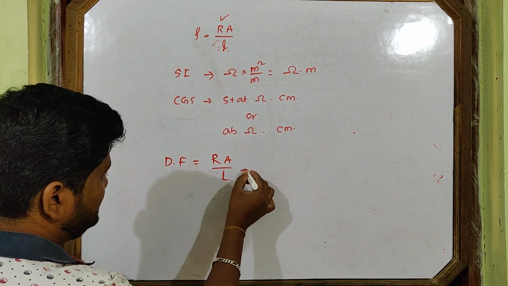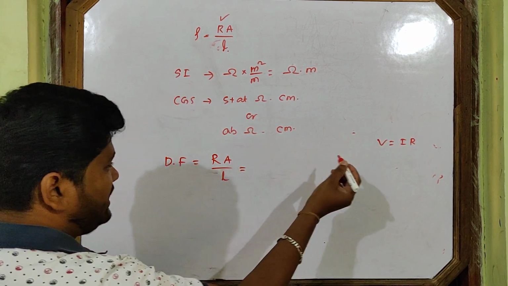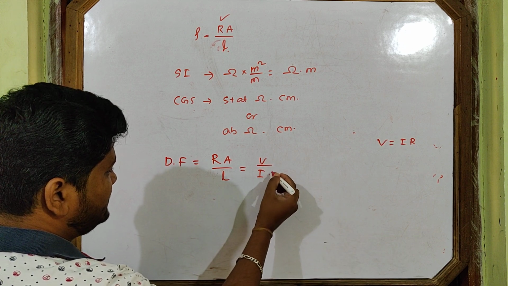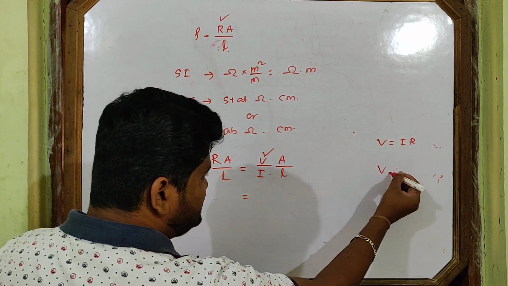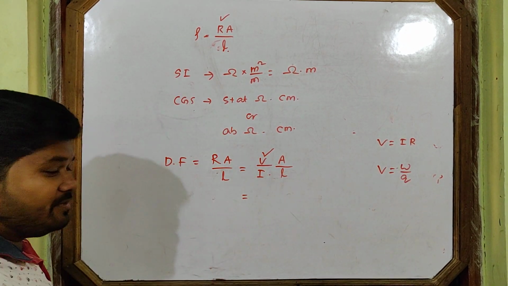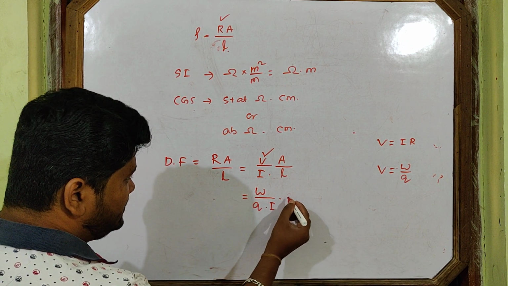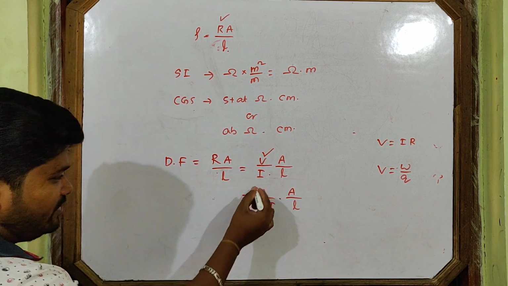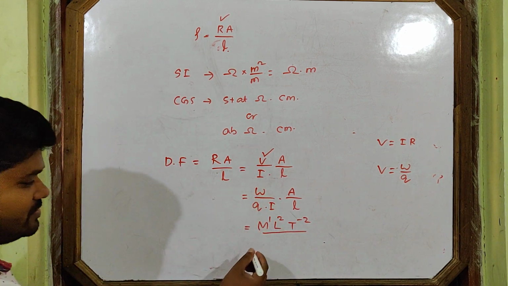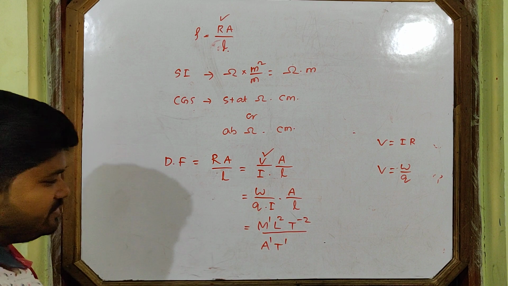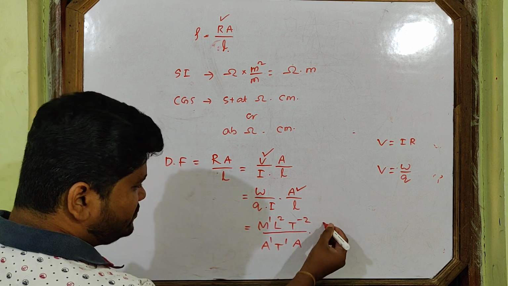RA by L. What is R? We know from Ohm's law, V equal to IR and R is equal to V by I. Then A here, then L here. Then what is V? V is equal to W by Q from the second chapter. So W by Q, and this is A by L. What is W? Work done, M1 L2 T minus 2. What is Q? Charge. This is A1 T1. I is ampere, that is current.